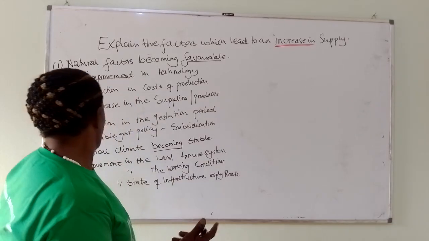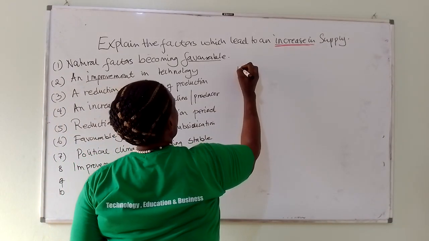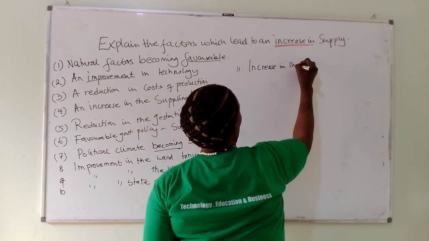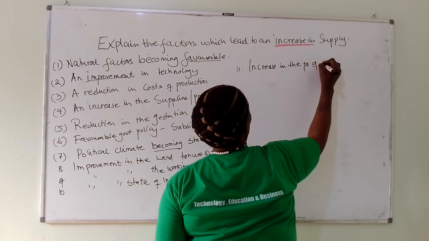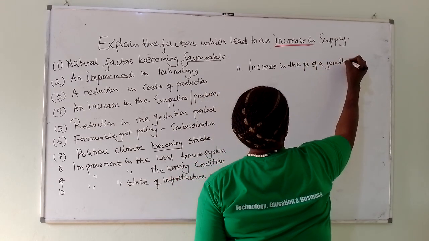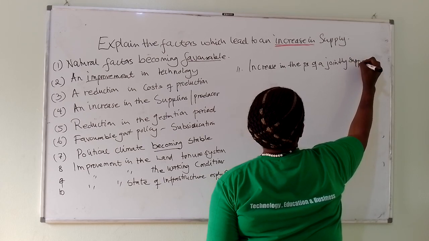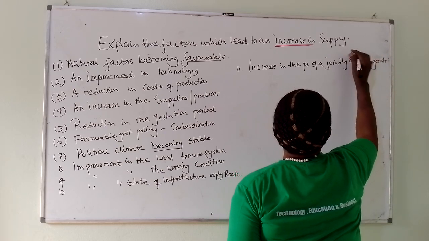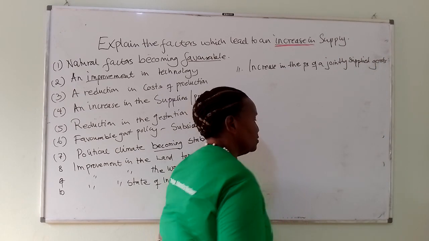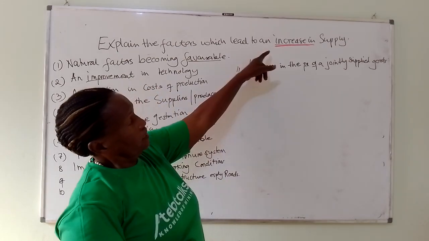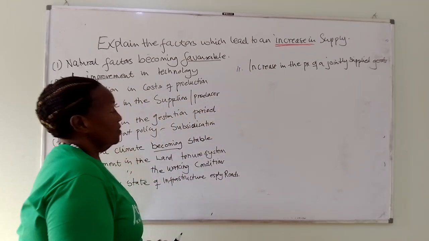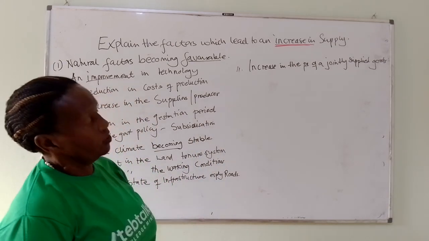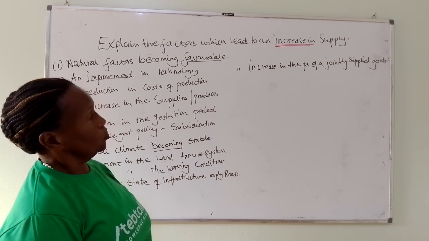Then we have an increase in the price, which is 11. Increase in the price of a jointly supplied good. These are goods whose supply cannot be separated, and if the price of meat increases, definitely there will be an increase in the supply of hides. If there is an increase in the price of coffee, definitely there will be an increase in the supply of coffee husks, because the two go together.